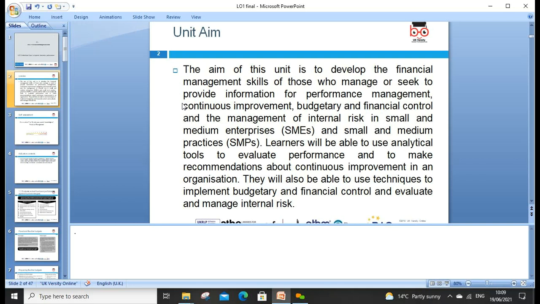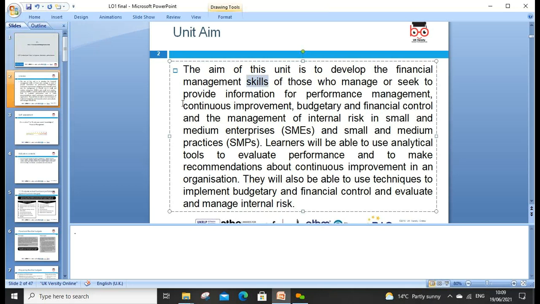So we want to set up an environment where we can measure performance in financial and non-financial terms, to achieve our organization's objectives and sustain our organization in the long term. Those are the skills we need to develop, for those who manage or seek to provide information on performance management. Performance always equals time, cost, and quality. Organizations need continuous improvement.